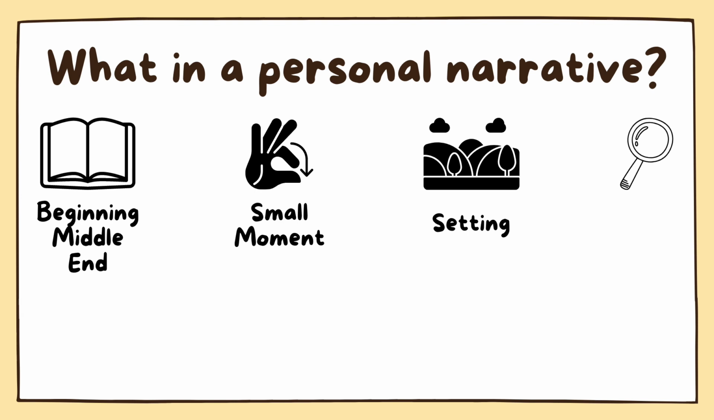A personal narrative also has a setting, so where the story takes place. To help the reader know where they are, you need to describe the setting. Something in 4th grade that we really work hard on is details. You want to add a lot of details so that the reader can visualize where they are and so that they can understand your personal narrative.